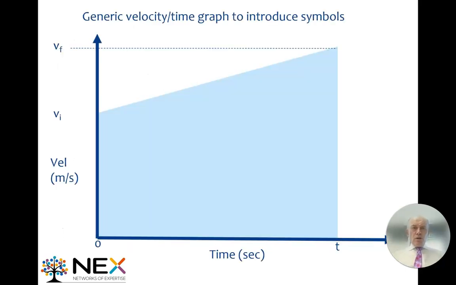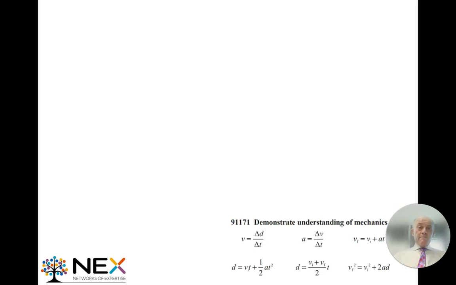If we look at a generic velocity time graph, where we have a final velocity which is different from the initial velocity, we have a certain amount of time. The slope is the acceleration, and the area under the graph is the displacement that has been produced.